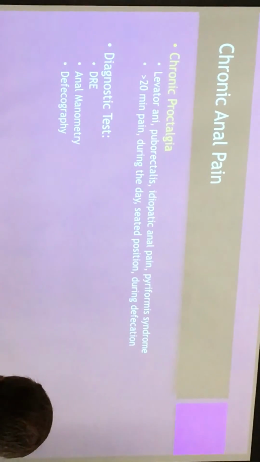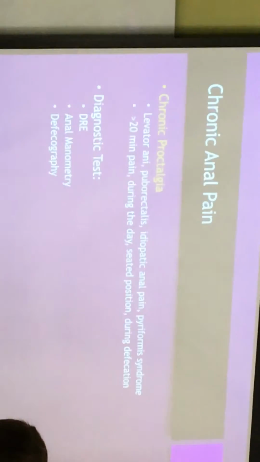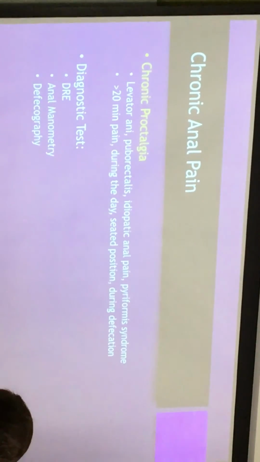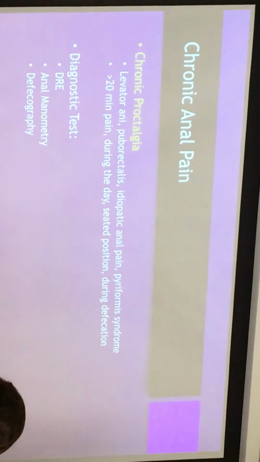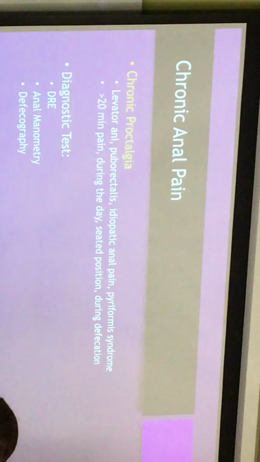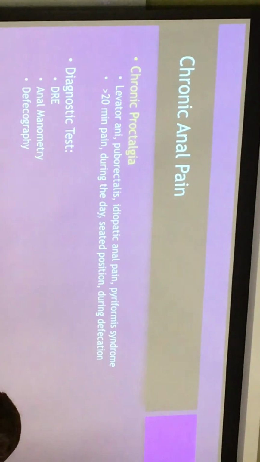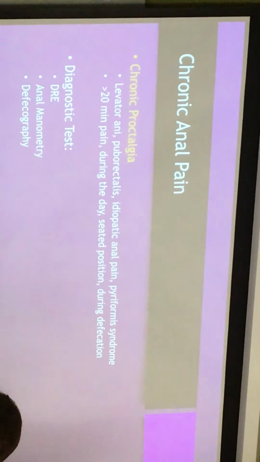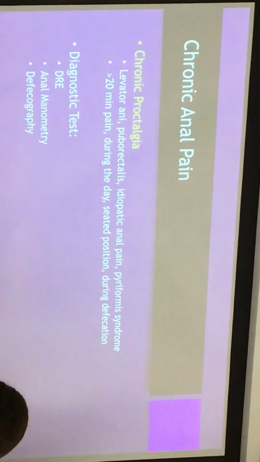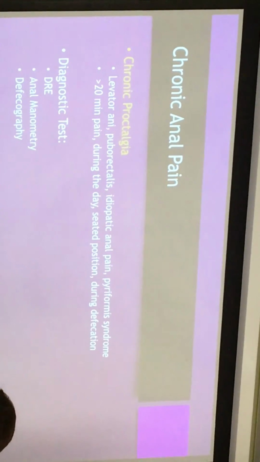The first kind of chronic anal pain in terms of incidence is what is known as chronic proctalgia. This is just a euphemism because this condition has very many names, like levator ani syndrome, puborectalis syndrome, idiopathic anal pain, piriformis syndrome. The diagnosis of the different kinds of pain is mainly clinical. Chronic proctalgia is characterized by a pain that lasts more than 20 minutes, usually during the day, more often in the seated position, and during defecation.